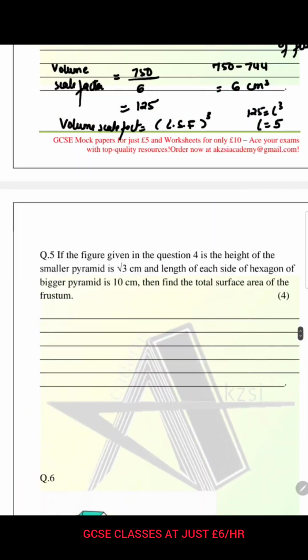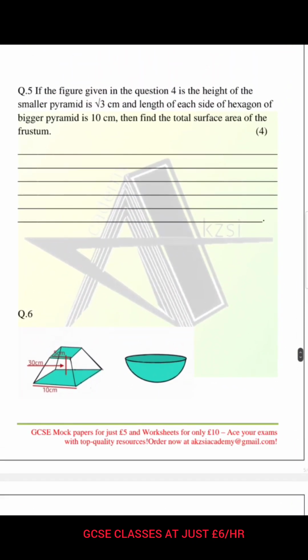Moving on to the next question. The figure given in question 4 is basically a continuation of question 4, but a whole different question rather than a part of it. In the figure given in question 4, the height of the smaller pyramid is √3 centimeters, and the length of each side of the hexagon of the bigger pyramid is 10 centimeters. We have to find the total surface area of the frustum.